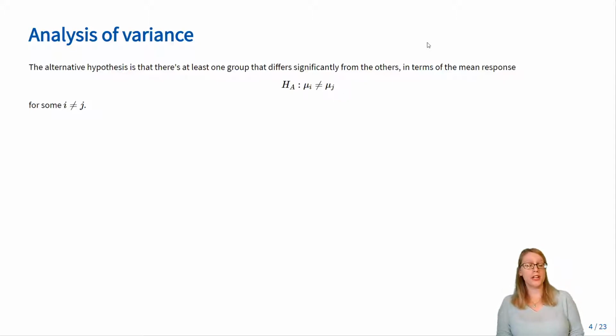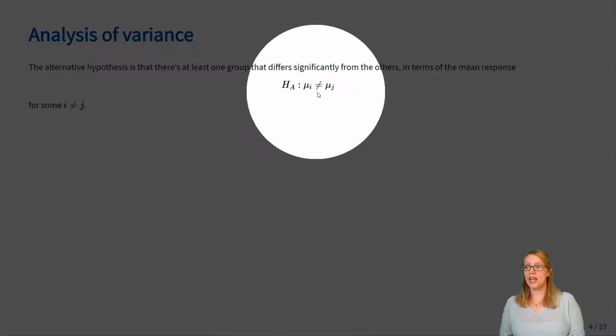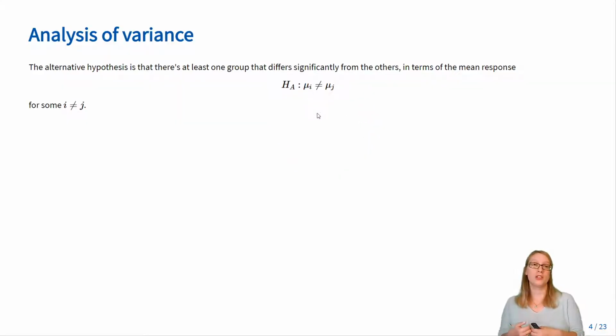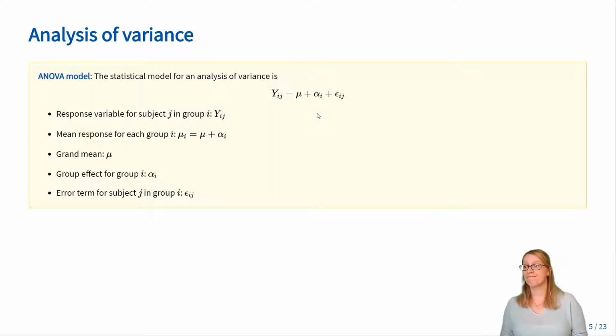So our alternative hypothesis in ANOVA looks a little bit like this. Our alternative is that at least one of the K groups, possibly more, is different from the rest. So we write this as HA: mu_i is not equal to mu_j. So there's at least some group that's different from the rest.